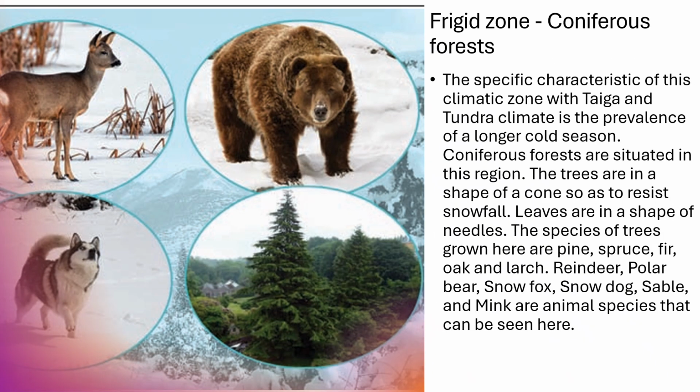Frigid zone, also known as coniferous forest. The specific characteristic of this climatic zone with taiga and tundra climate is the prevalence of a longer cold season. Coniferous forests are situated in this region. The trees are in the shape of a cone so as to resist snowfall. Leaves are in the shape of needles. The species of trees that grow here are pine, spruce, fir, oak, and larch. Reindeer, polar bear, snow fox, snow dog, sable, and mink are animal species that can be seen here.